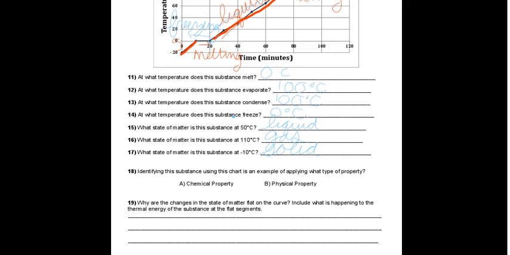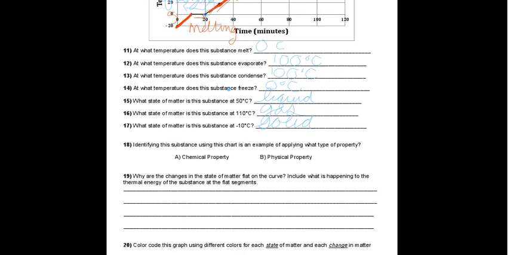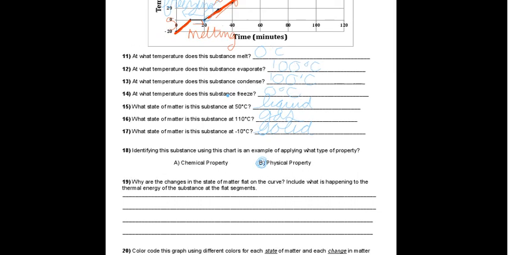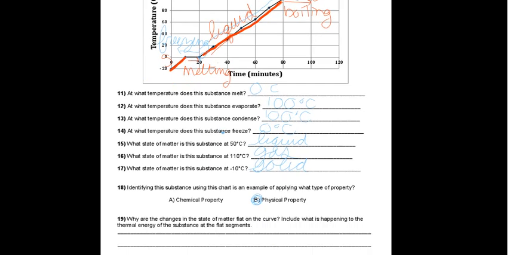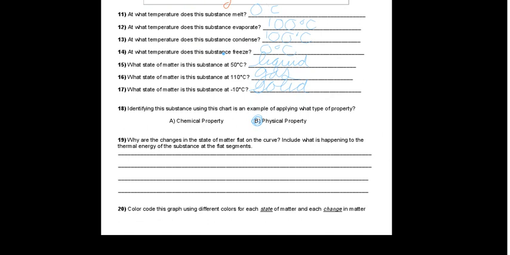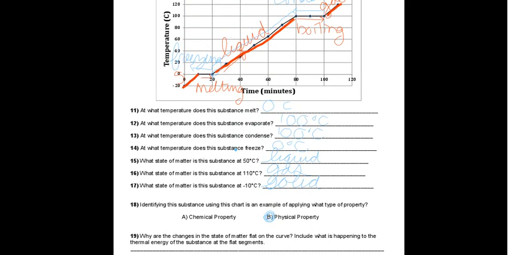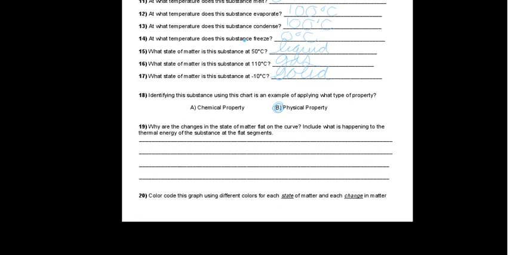Number 18, identify this substance using this chart as an example of a physical property, because no matter if the substance is in its solid, liquid, or gaseous phase, it is still the same substance. It's just changing the physical appearance. Why are changes in the state of matter flat on the curve? That's regarding these up here where it says flat. Well, the reason why it's flat on these two positions is because it takes time for your substance to transition. It takes time for those particles to either speed up or to slow down.